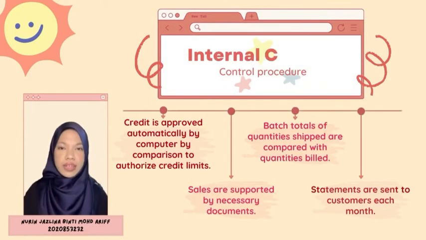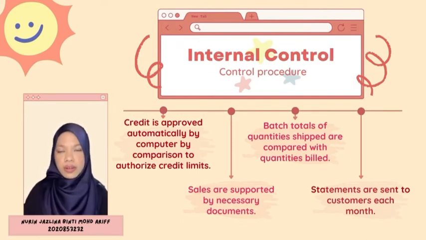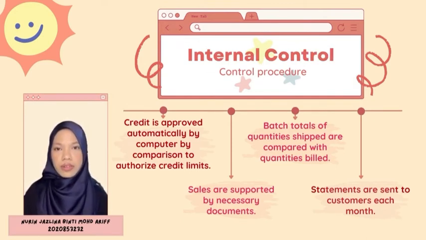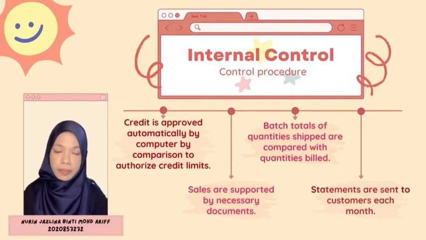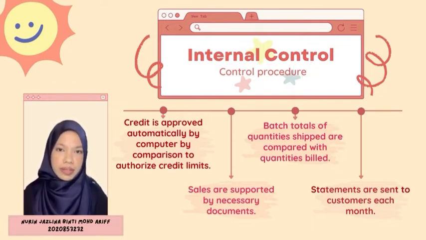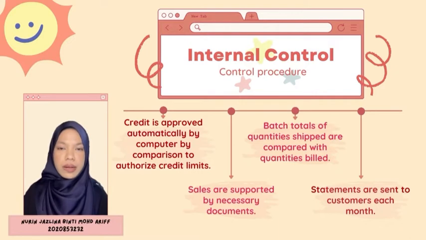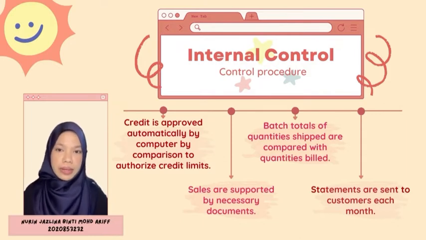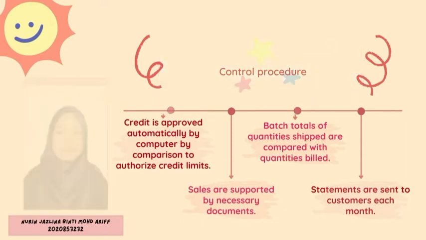There are a few key internal controls in the occurrence objective. The first control procedure is credit is approved automatically by computer by comparison to authorized credit limits. Second, sales are supported by necessary documents such as authorized shipping documents and approved customers' orders. Next, batch totals of quantities shipped are compared with the quantities billed. And lastly, statements are sent to customers each month.